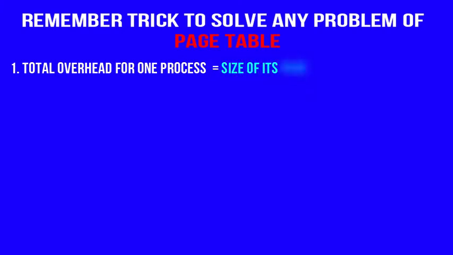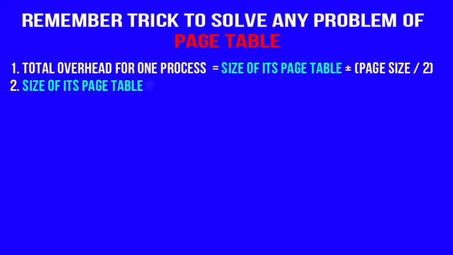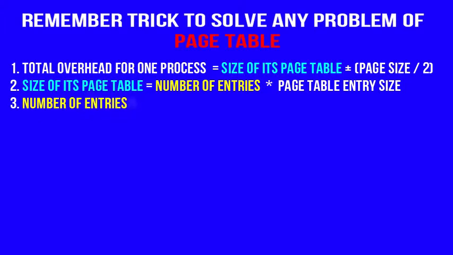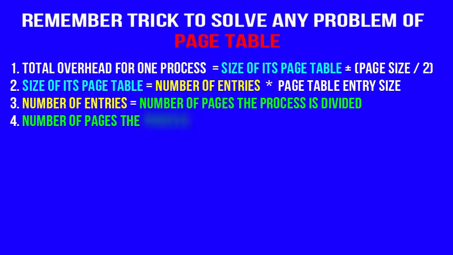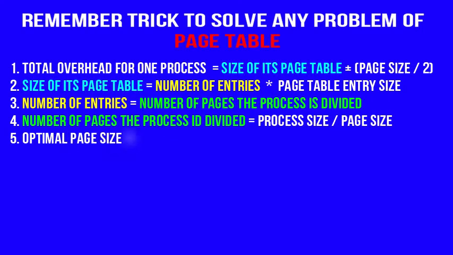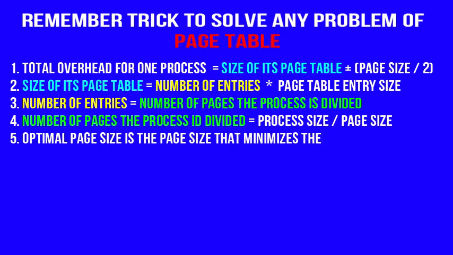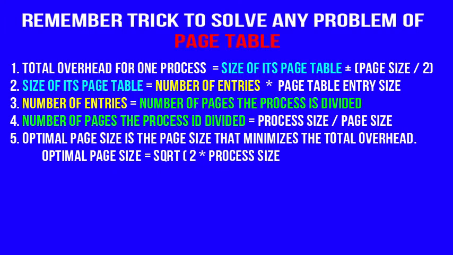First of all, some rules are given here. Number one, how you can find the total overhead for one process. Total overhead for one process is equal to the size of its page table plus page size by 2. Second formula, size of its page table equals the number of entries into page table entry size.